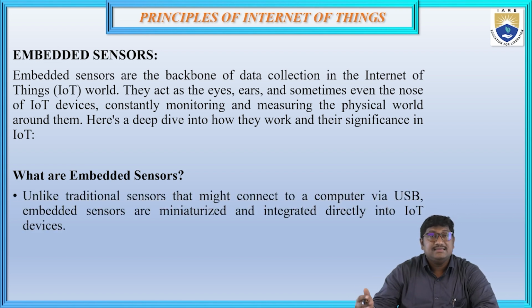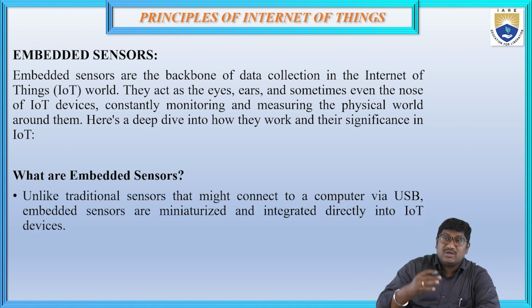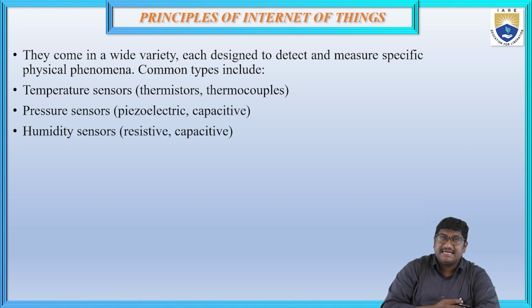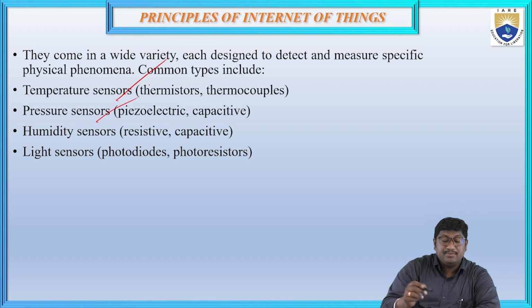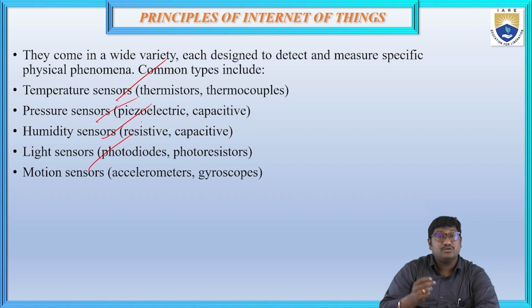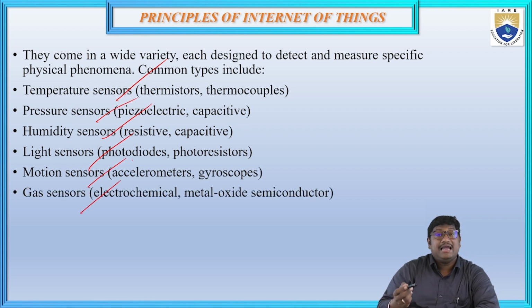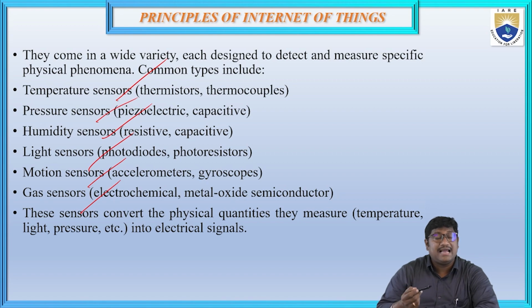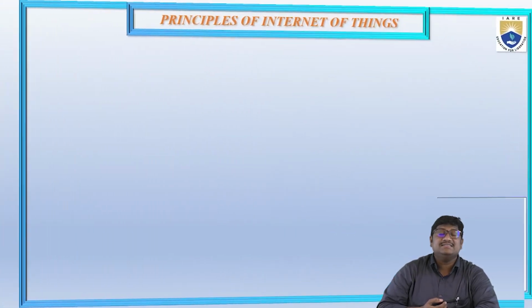What are embedded sensors? Unlike traditional sensors which might connect to a computer via USB, these sensors are integrated directly into the IoT devices. They come in a variety of types: temperature sensors, which are thermistors and thermocouples; pressure sensors, which are piezoelectric and capacitive; humidity sensors, resistive and capacitive; light sensors, photodiodes and photoresistors; motion sensors, accelerometers and gyroscopes; gas sensors, electrochemical and metal oxide semiconductors. These are the different kinds of sensors which convert physical quantities like temperature, light, pressure, etc. into electrical signals.